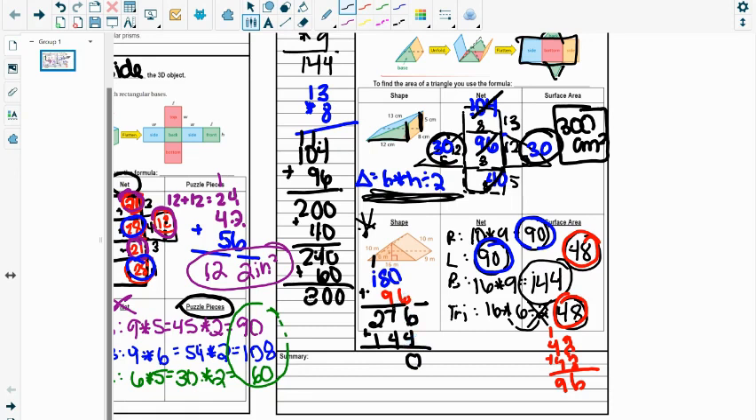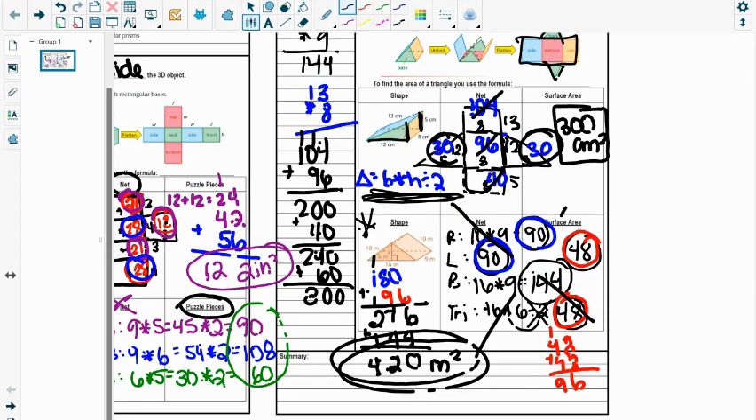Carry my 1, 12. So our surface area of this triangular prism would be 420 meters squared. All right, and that is how you find the surface area. So again, same with triangular prisms. If you're like, Miss Lakin, I don't understand where you got any of these numbers, don't do it this way. That's okay. You can do it from the net, which we learned yesterday. Okay, so it's totally up to you which method your brain pairs best with.